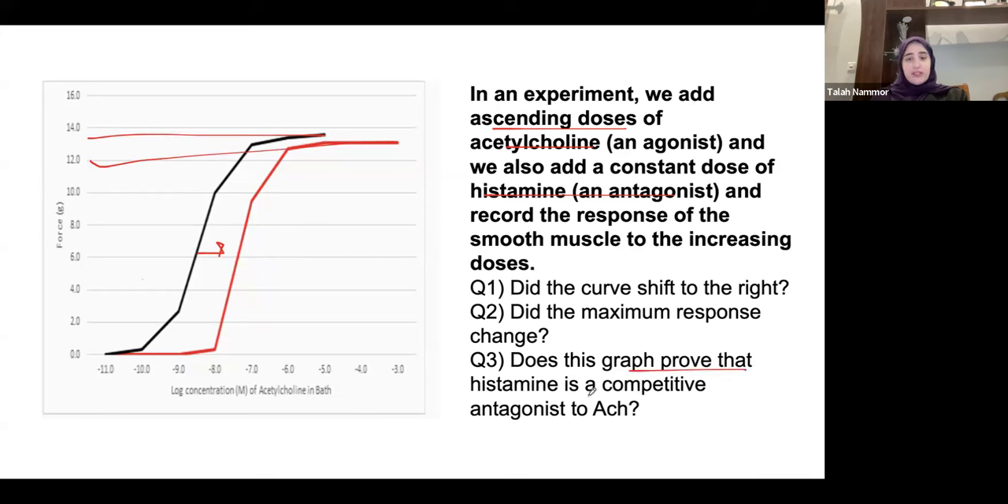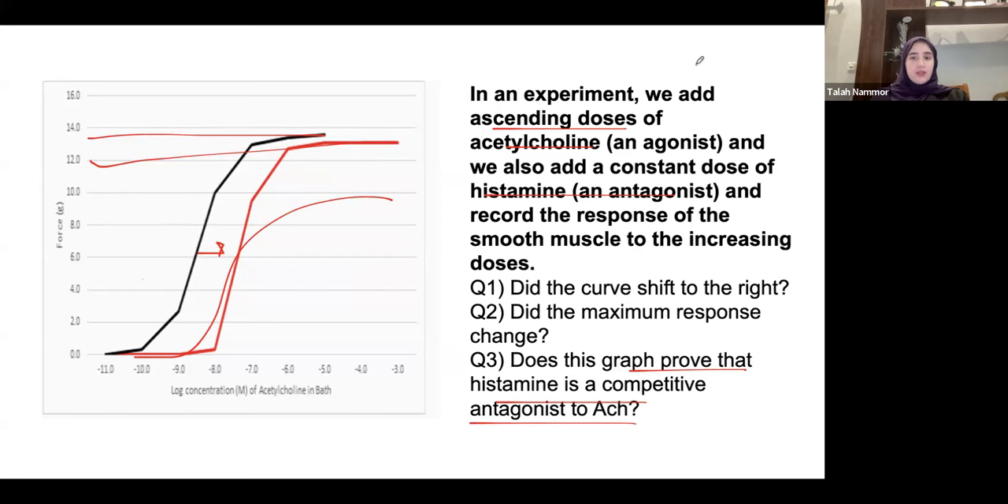Does the graph prove that histamine is a competitive antagonist to ACH? I think it does. Why? Because after we added an antagonist, the reaction took more time. Now the maximum response, let's say the maximum response did not really change. If it did change, it would probably be something like that. I know some people will argue and say, yeah, it did change, but it's not a great change. So is histamine an antagonist to acetylcholine? Yes.